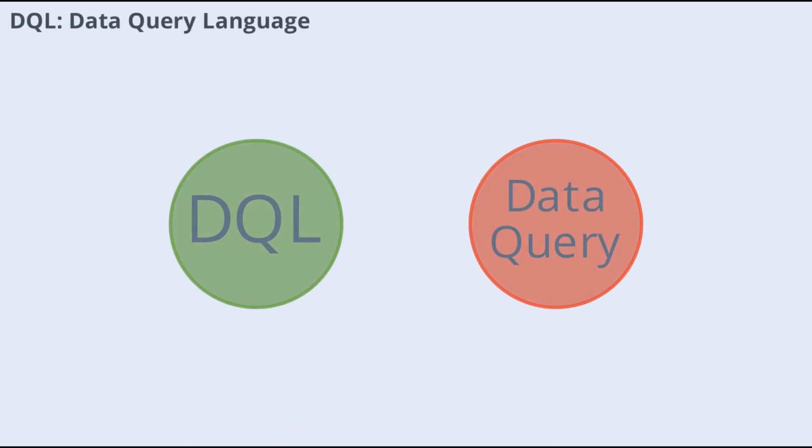DQL, or Data Query Language, is focused on fetching or viewing data from your database. The most commonly used command here is select, which lets you retrieve information and display it on your screen. Whether you want to see all records or just a specific set, DQL makes it possible.